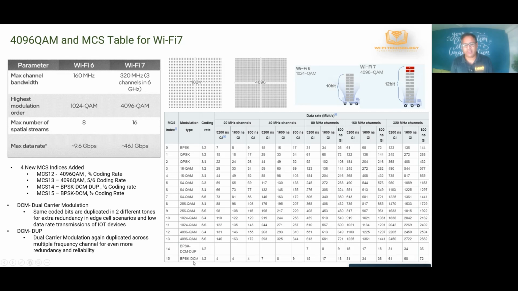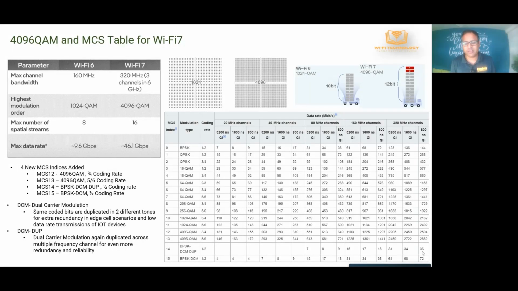And there is another modulation type called BPSK TCM DUP, which is again another level of duplication. So not only are you duplicating the information across tones, you are taking the entire information and duplicating it across frequency bands. So now you're duplicating it 4x, right? So now your throughput or your data rates is going to drop even more to 36 Mbps, but it is going to give you even more reliability. So those are MCS 14 and 15.